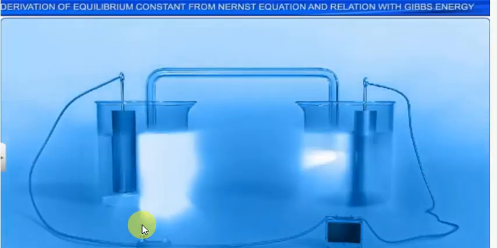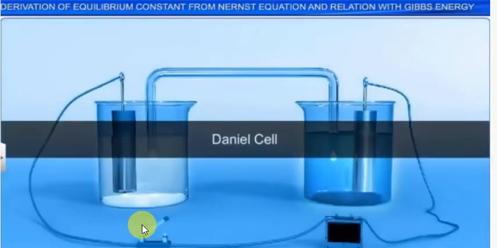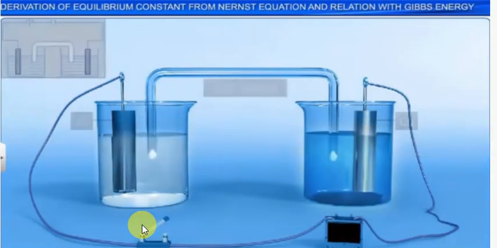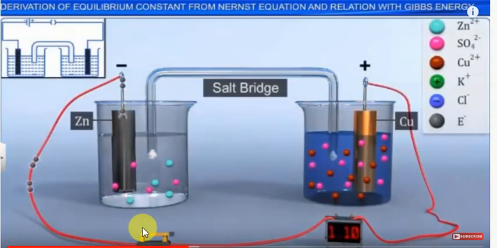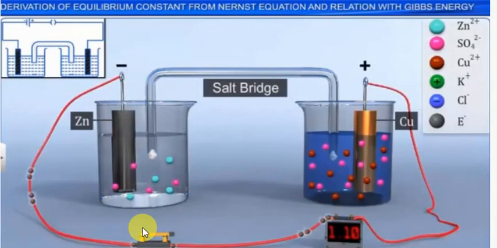Let's start our discussion with the example of a Daniell cell. As a Daniell cell starts functioning, the concentration of copper-2 ions starts decreasing, and that of zinc ions starts increasing.